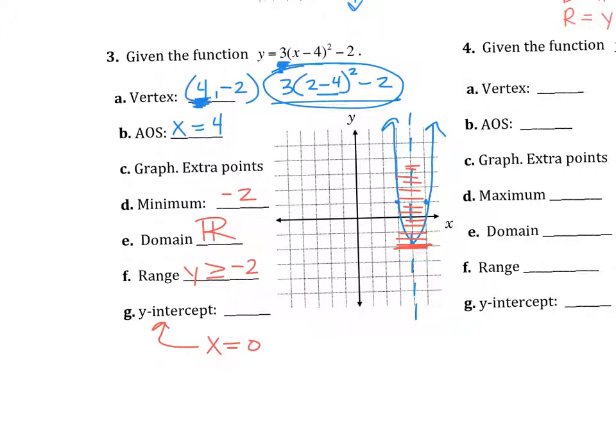So if we take this, 3 times 0 minus 4 squared minus 2, that's going to be your y-intercept. Again, plug it into your calculator. It's much simpler. You're welcome to do PEMDAS one piece at a time, that's totally fine, but your calculator will do this for you. So your y-intercept is the point 0, and that comes out to 46. Okay, so your y-intercept is (0, 46). Questions on that?